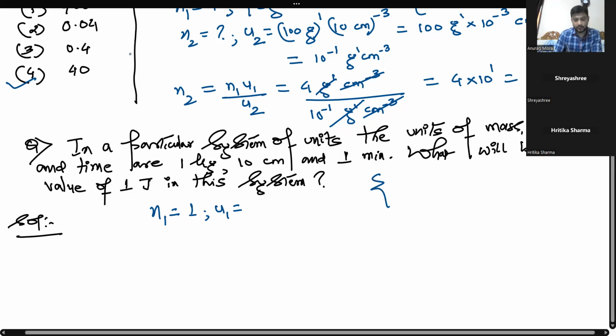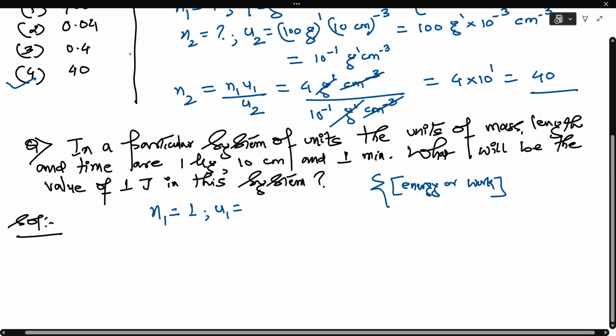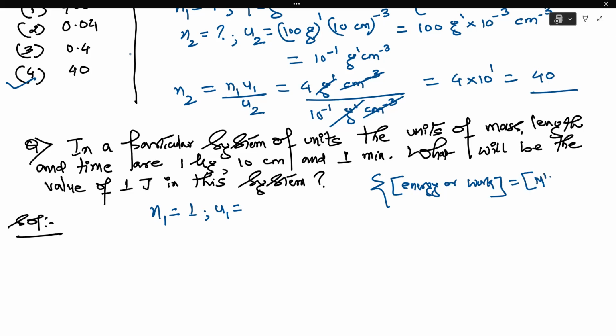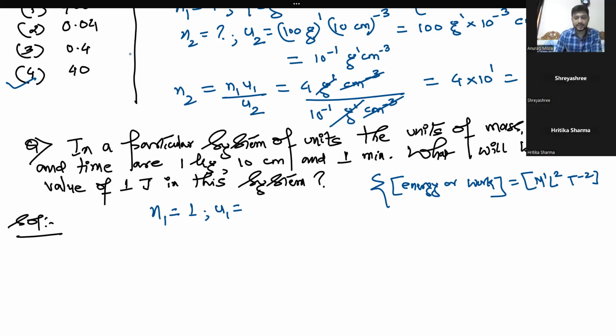And we know the dimensional formula of energy or work is M1 L to the power 2 T to the power minus 2. Write down U1 in terms of that. How is joule defined? SI unit means our mass will be in kg, length will be in meter, and time will be in second.